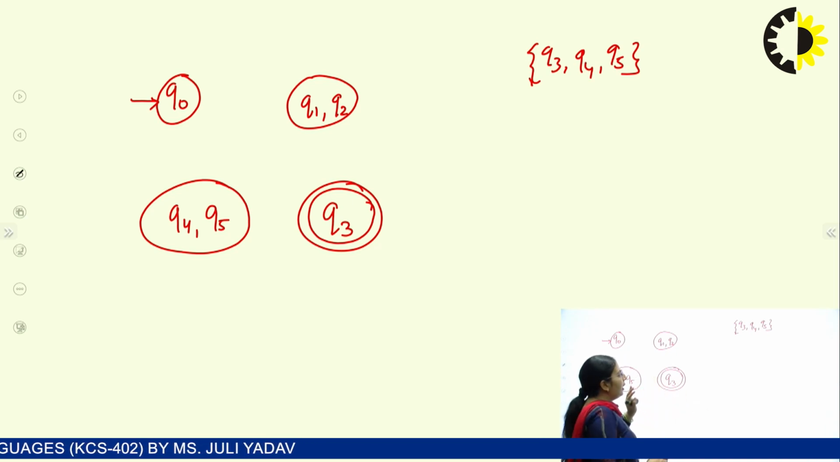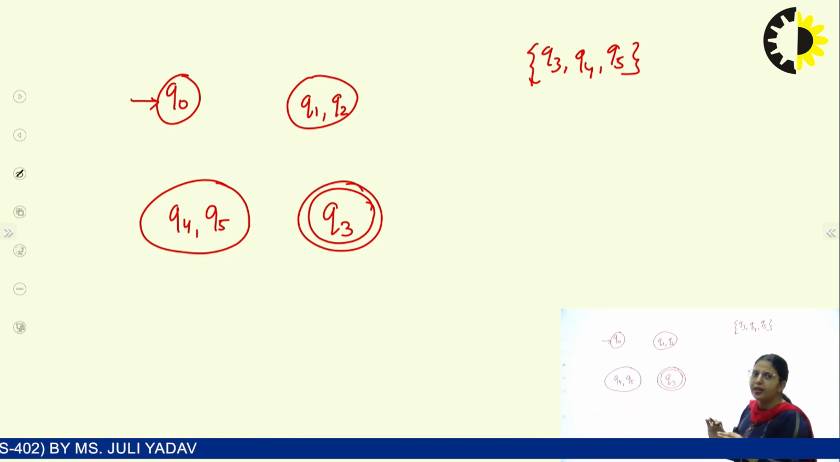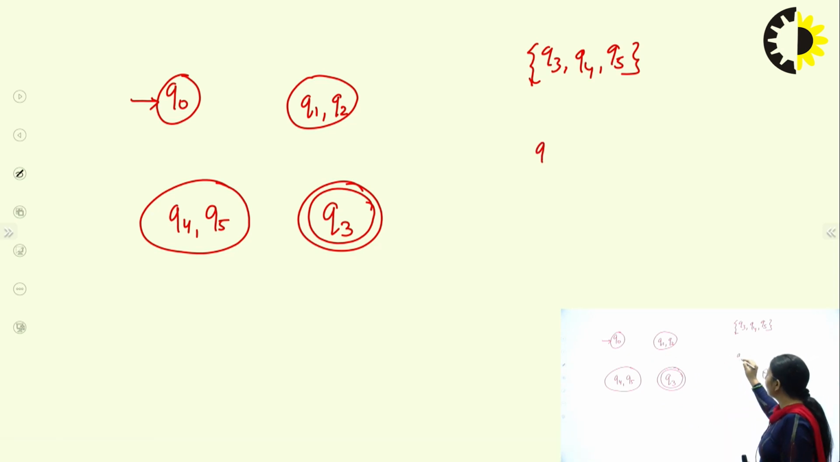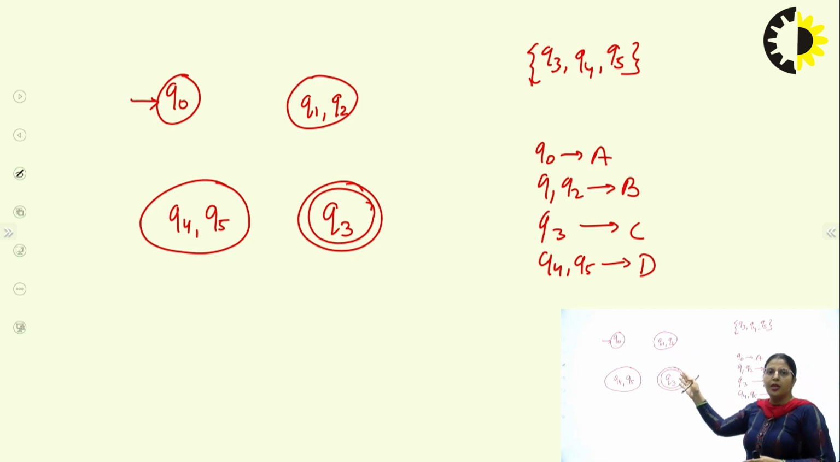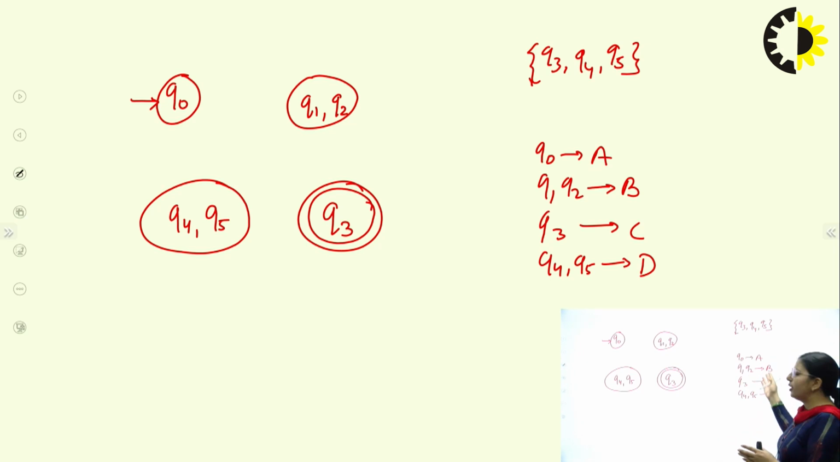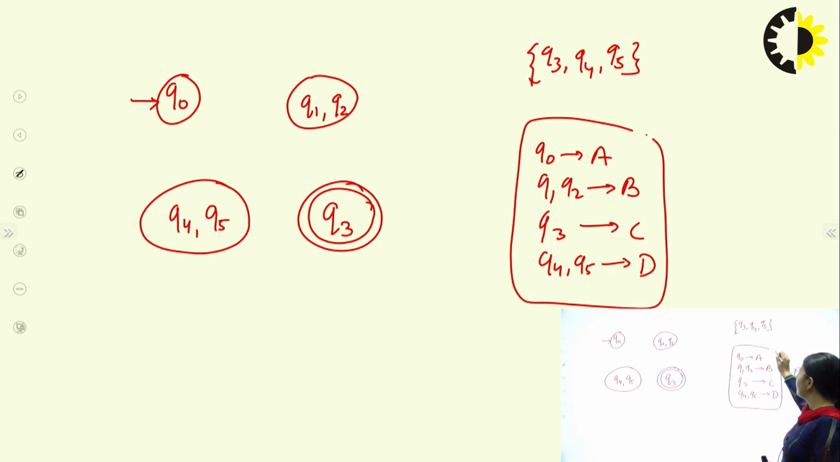In place of all this, we can also use another notation: in place of Q0 we can take A, in place of Q1, Q2 we can take state B, in place of Q3 we can take state C, and in place of Q4, Q5 we can take another state, D. That is your preference, whether you want to keep the same sets or represent the states with other names, like I have shown here. You can also use these.